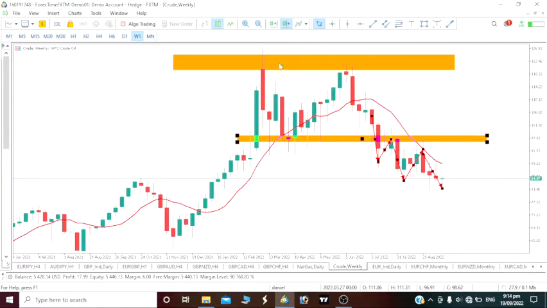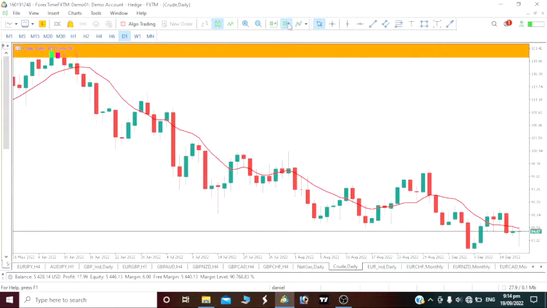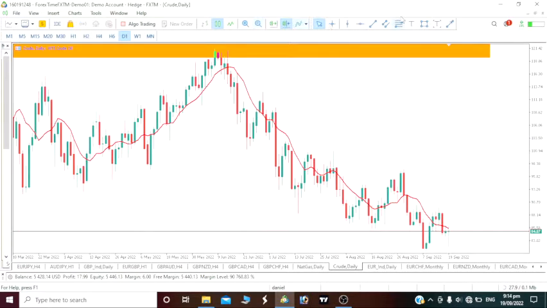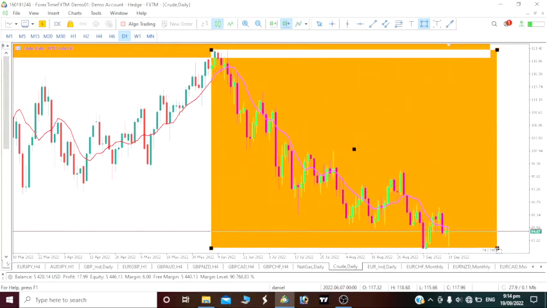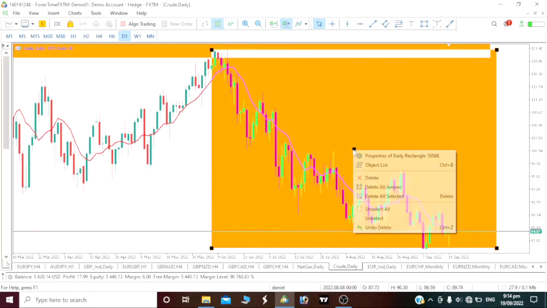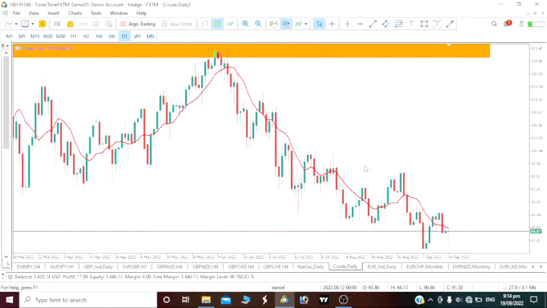So price is dropping, we should look for a way to short it, and price is now below the 10-period moving average. Down to the daily time frame, let's see the analysis from here. On the daily time frame, I think early June, we've been having this drop on this WTI crude. So the price has actually been dropping.